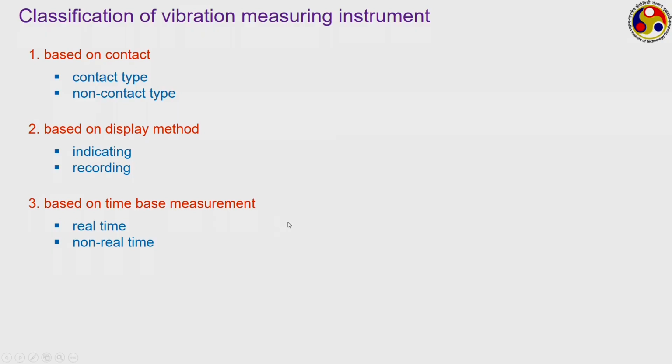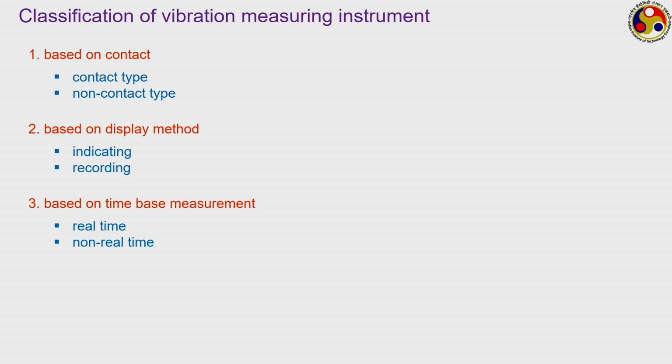The next is the time based measurement, where we can have real time and non-real time. Real time is somewhat similar to the recording case, where we want to get a real time measurement of vibration, and non-real time is just one odd occurrence for a very brief instant of time. Say a device is operating under steady state over a prolonged period of time, and occasionally we just want to check the vibration level of that instrument.